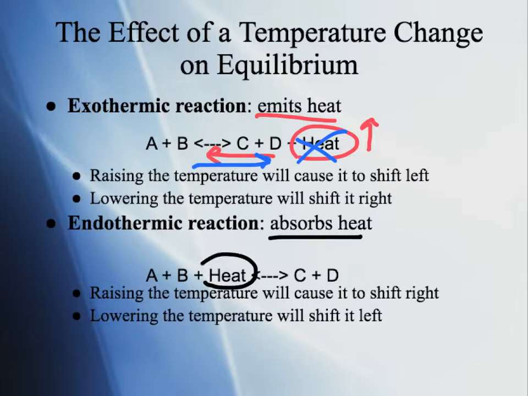So heat is going to be a reactant in an endothermic reaction. So if we increase the heat on this side, we're going to shift it towards the right so we can get rid of that heat. We can use it up to make more products. However, if we decrease the heat, if we take it away, we're going to shift it to the left in order to make more heat again and more reactants.